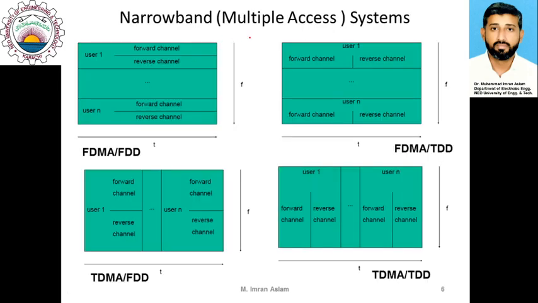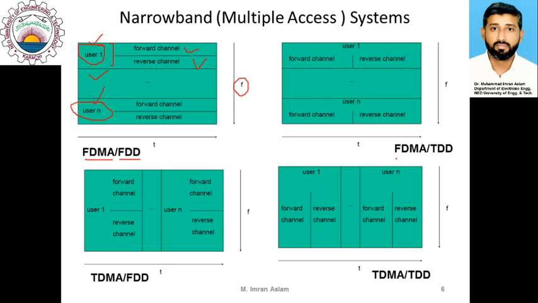Here is the logical separation for different types of narrowband schemes. If we have FDMA with FDD, it means we have frequency division multiple access with frequency division duplexing. In that case, each user is allocated a different frequency. User 2 would be allocated a different frequency, user 3 would be allocated a different frequency, and for user 1 we would have two different frequencies allocated, one for the forward channel and one for the reverse channel.